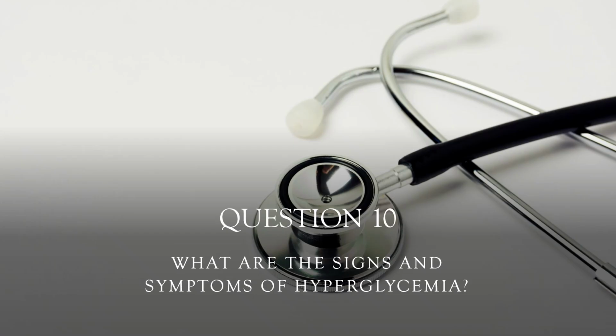So, on the flip side, what are the signs and symptoms of hyperglycemia? Well, they could be blurred vision, weakness, headache, nausea and vomiting. They can have increased urination, increased appetite. Remember, hot and dry equals sugar high.